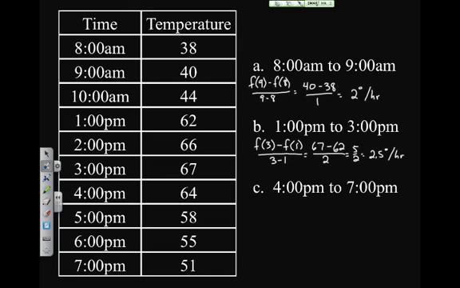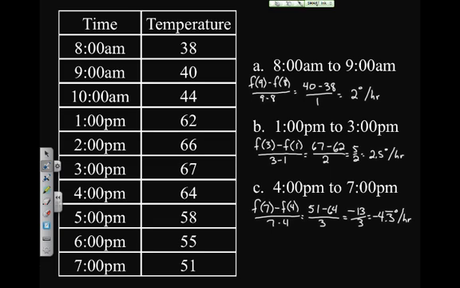Our last one here, again, to set it up, f of 7 minus f of 4 over 7 minus 4. The temperature at 7 o'clock was 51 degrees. The temperature at 4 o'clock was 64 degrees. And 7 minus 4 is 3. So 51 minus 64, this one's a little bit different. We're going to get a negative 13 over 3. That gives us an answer of negative 4.3, repeating, degrees per hour.